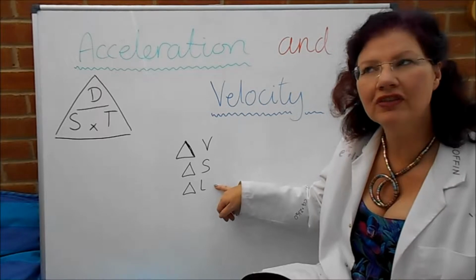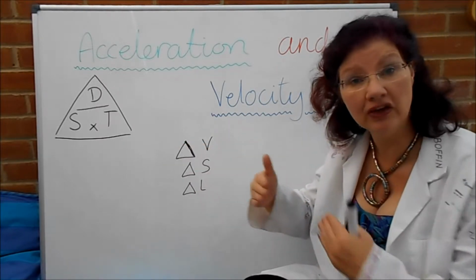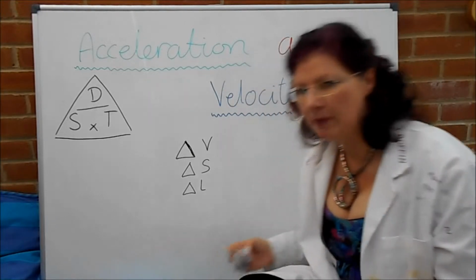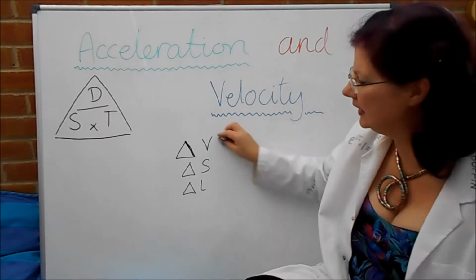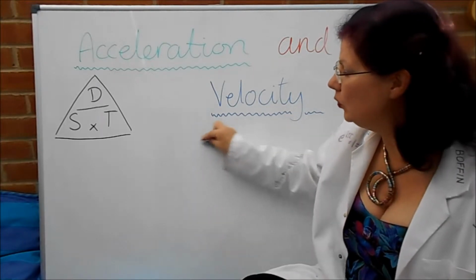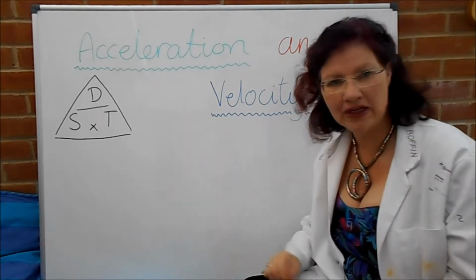We use that when you've got things like metals expanding when you heat them. Delta L is the change in length. So using that, particularly we're going to use delta V in this particular case, do you think you could have a go at working out what the formula triangle would be for acceleration?